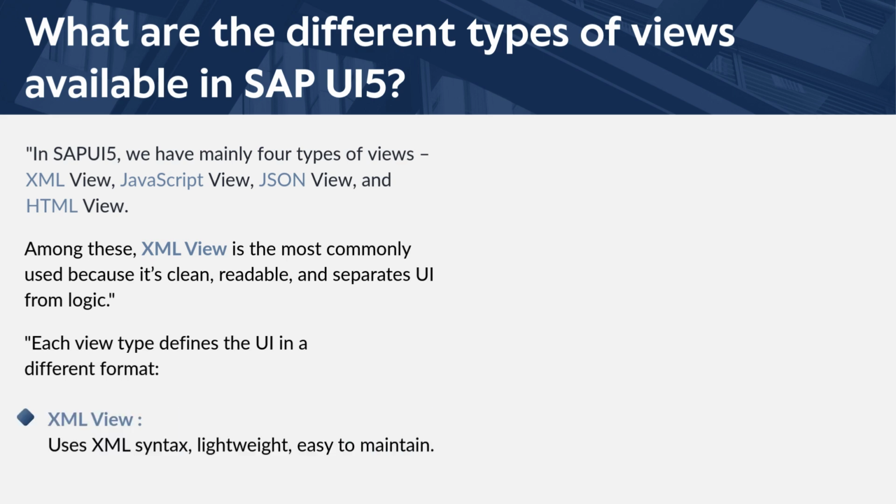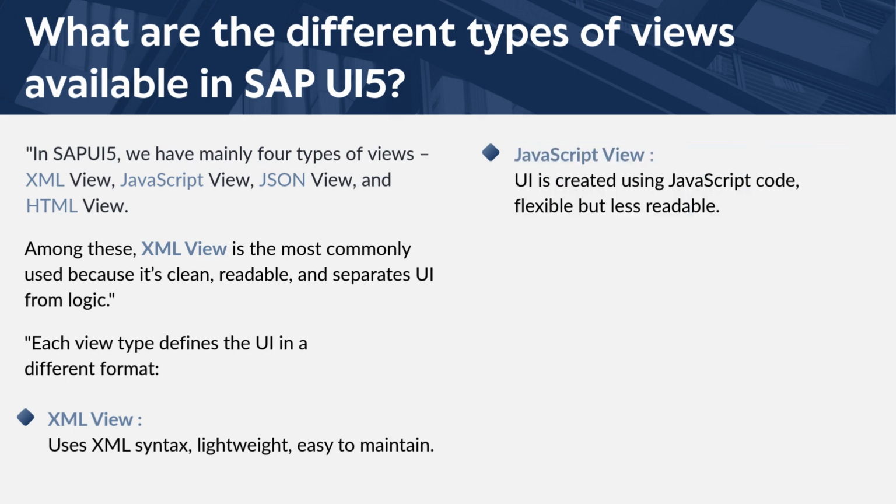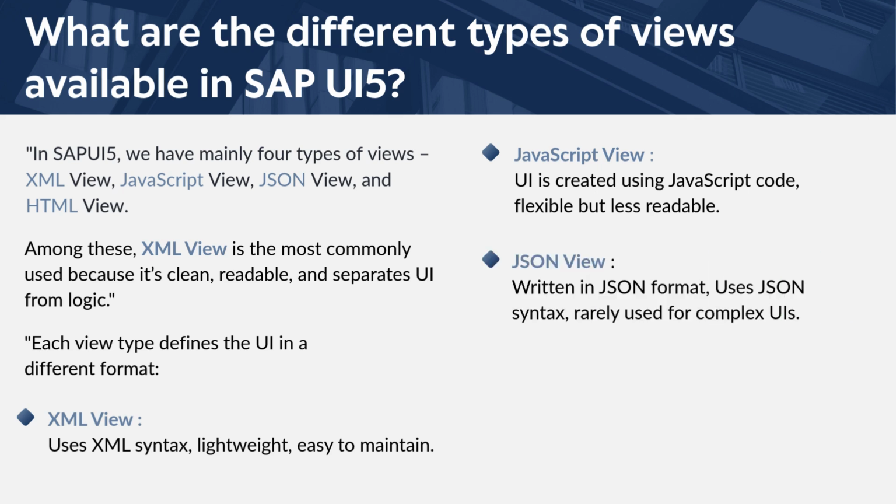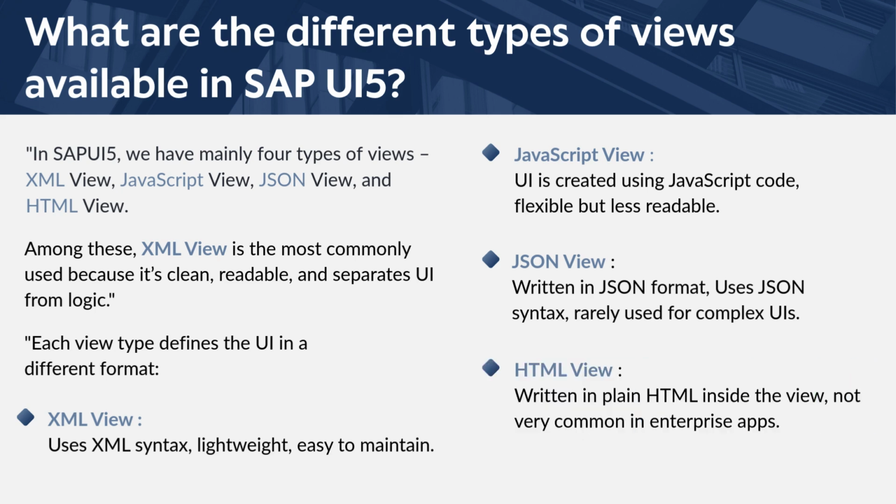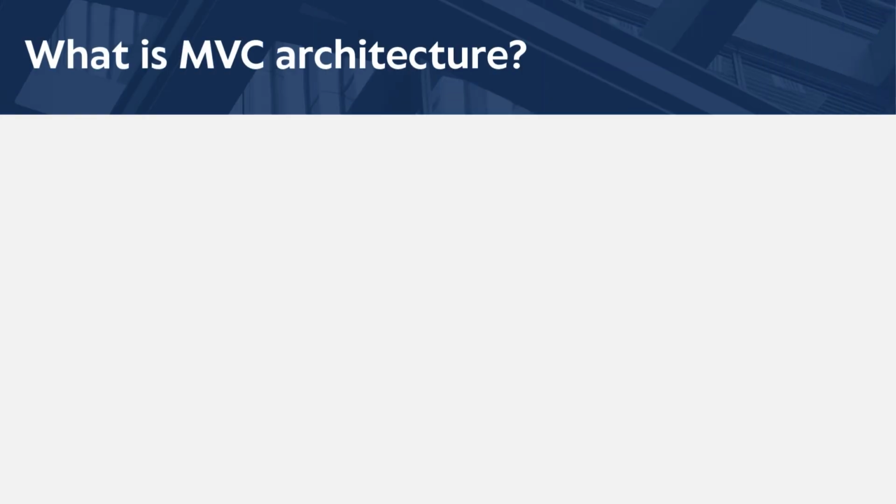The first one, XML view, uses XML syntax, which is very lightweight and easy to maintain. The second one is JavaScript view. UI is created using JavaScript code, flexible but less readable. The third one is JSON view, which is written in JSON format. It uses JSON syntax and is rarely used for complex UIs. The last one, HTML view, is written in plain HTML inside the view and is not very common in enterprise apps.